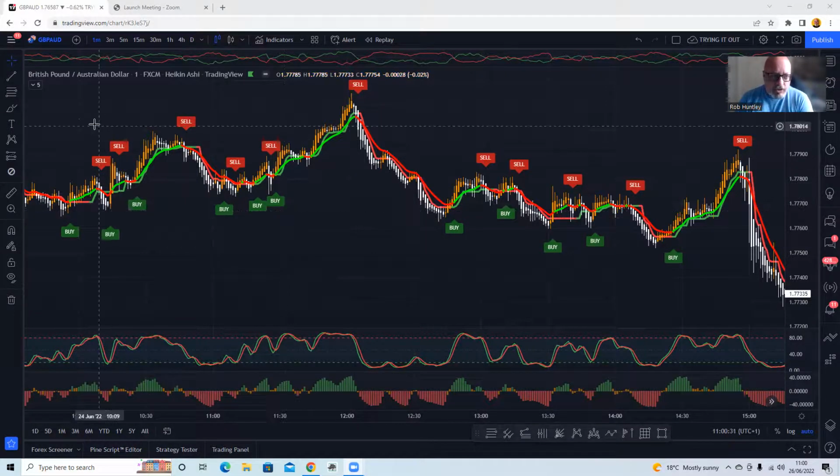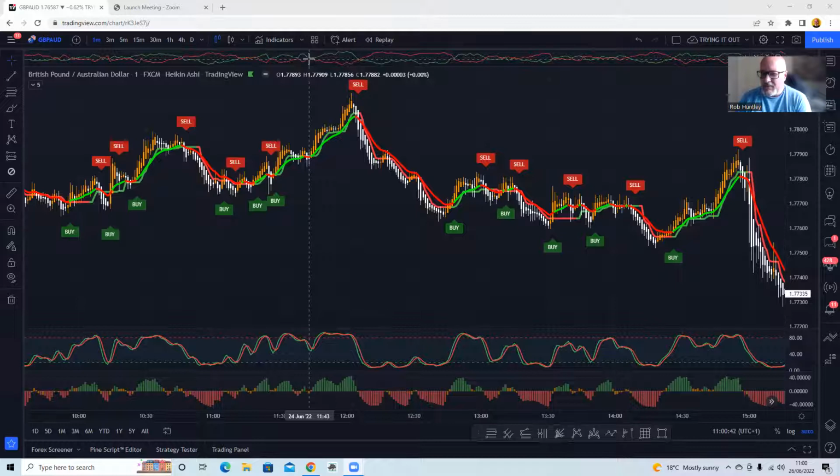To give you an overall guide, at the top here I've got the Vortex Indicator, and I think out of the box it comes with blue and pink colors for these lines. I've changed them to green and red. Green is buyers in control, red is sellers in control. See this point here where the red crosses above the green, you can see that price has started pushing down.